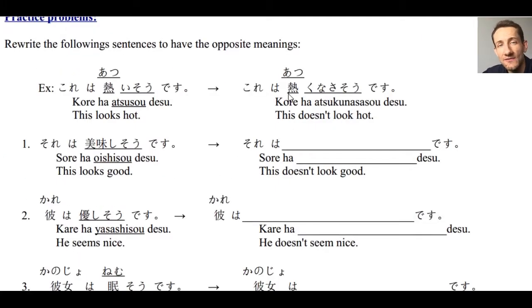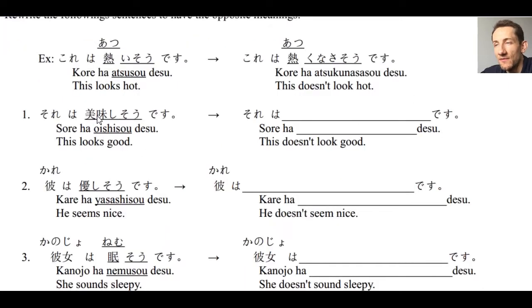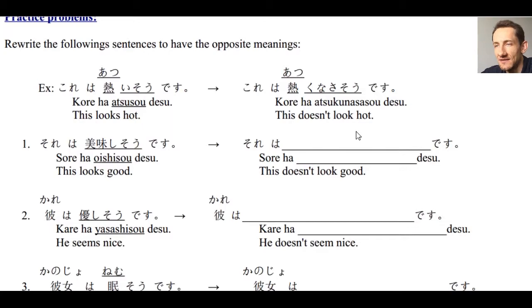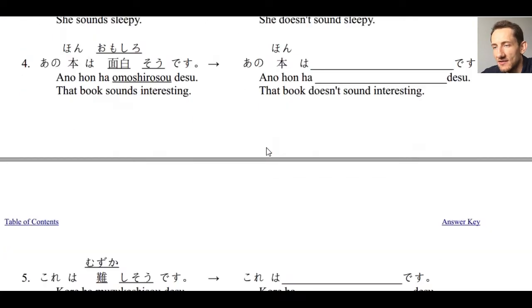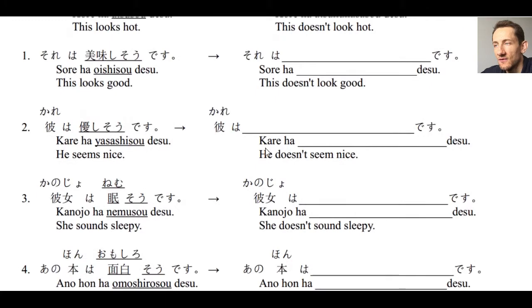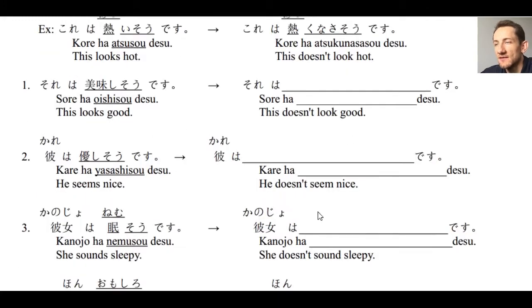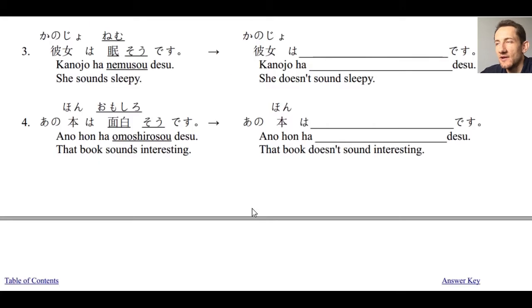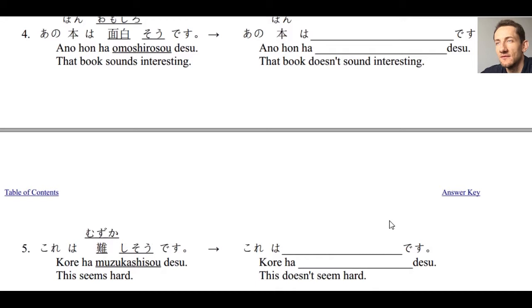So we're just going to rewrite the following sentences to have basically the opposite meaning. If we look at the example, it says これは暑そうです。So the answer would be これは暑くなさそうです。So we have the affirmative sentence, and we're just going to make the negative sentence. Remember, you can go to the homepage and download and print these out. Here are the first three. Fill in the blanks so these sentences have the opposite meaning. And then here we have four and five. Answer those, and now we'll check.